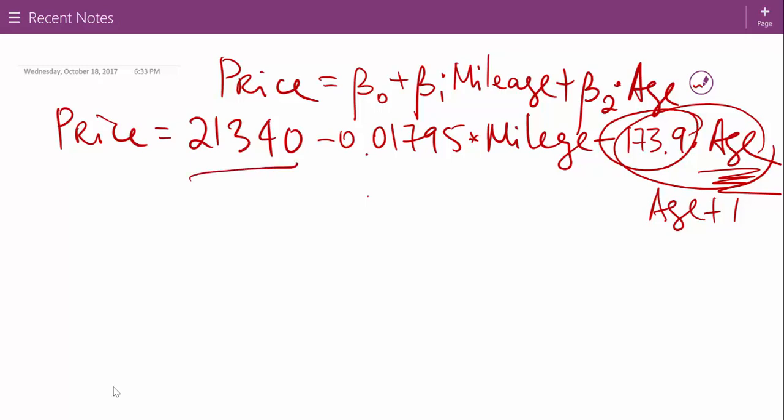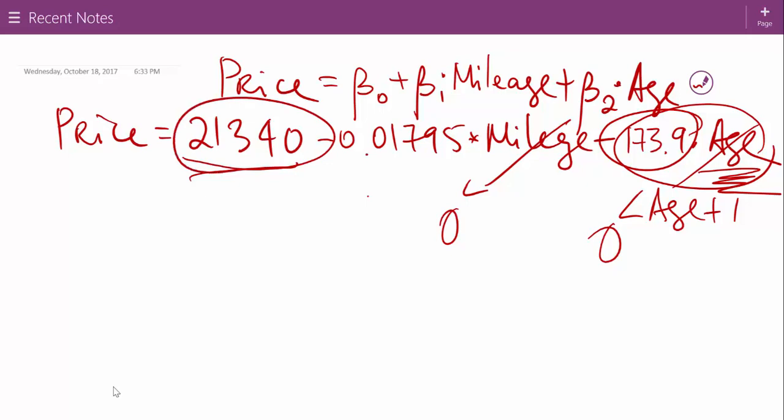And finally, that one, we interpreted that already, right? Mileage is 0, age is 0. How do we call that car? Brand new, right? So the value of the brand new car is 21,340, predicted value, right? For the brand new car. Make sense? Okay. Well, let's take a look at how good of a model that is.